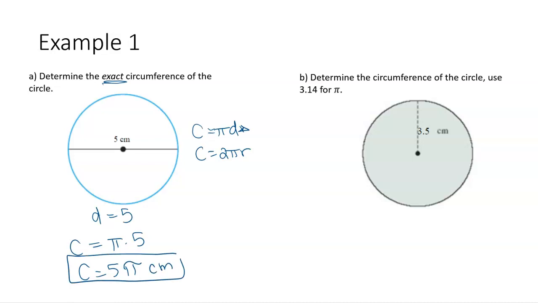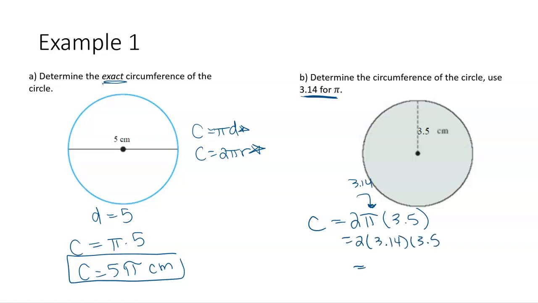Well, let's look here. I'm given a radius now. They want the circumference, and they want me to use my calculator, 3.14. Because I have a radius, I'm going to use this formula, 2 pi times the radius. So I'm going to type that in my calculator, but instead of the pi key, I'm going to use 3.14. This is what I'm going to type into my calculator, and I end up getting 21.98 centimeters.